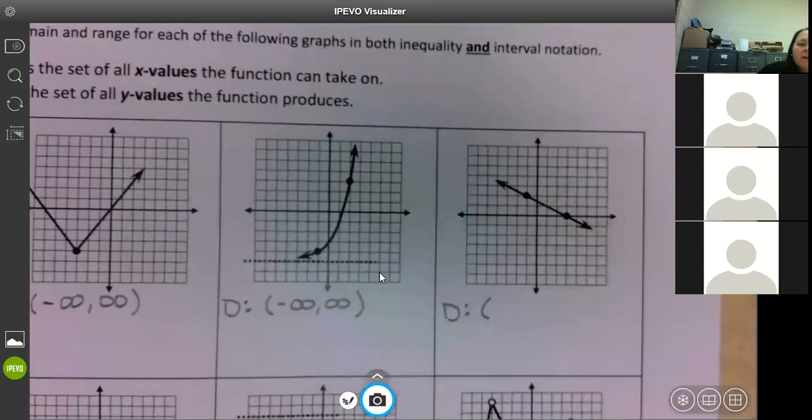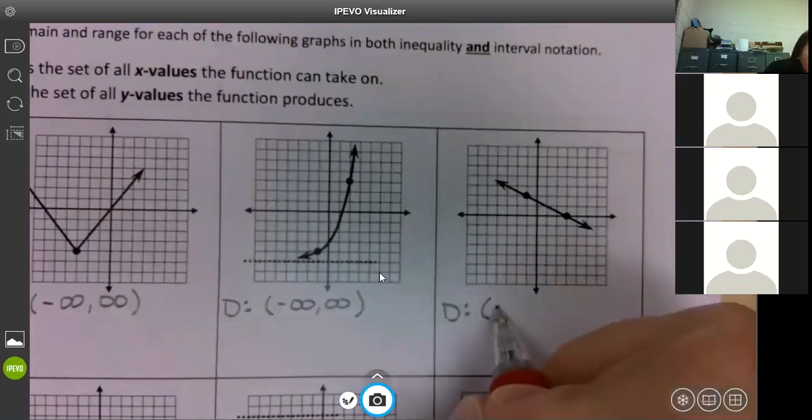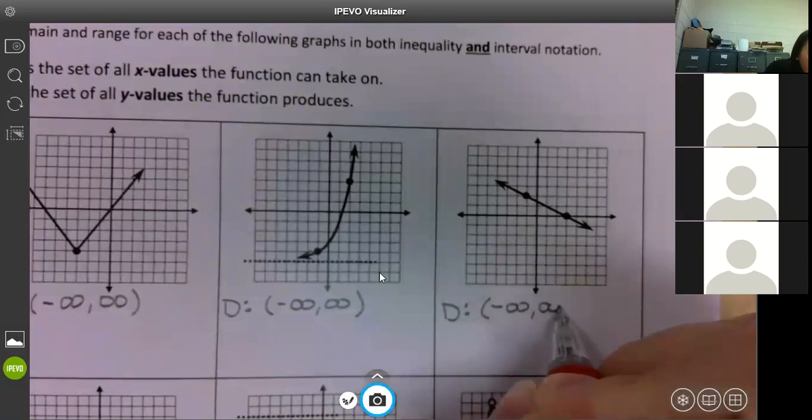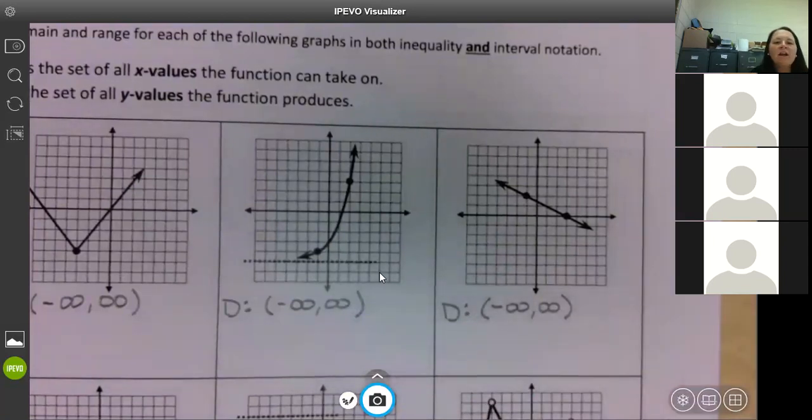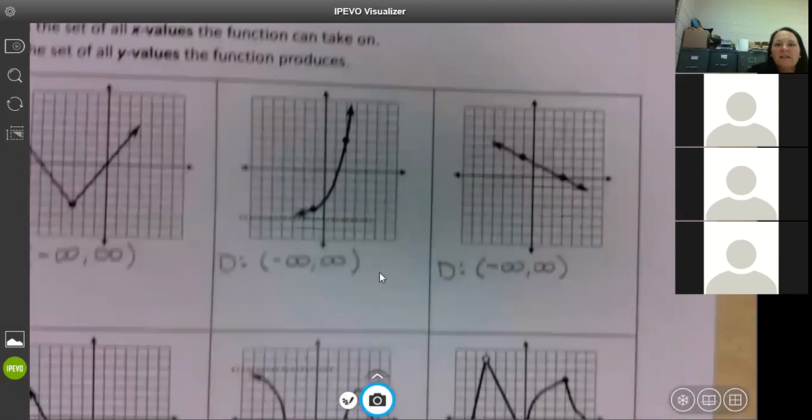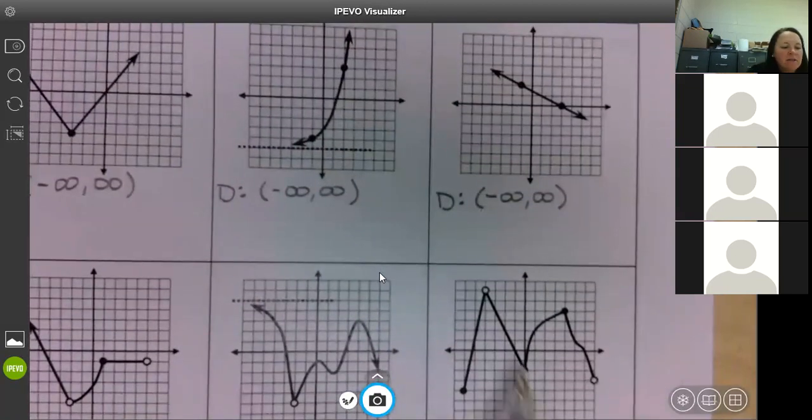What do you guys think? Linear graph. Arrows to the left, arrows to the right. Infinity, negative infinity to positive infinity. So notice that all of these normal graphs, no crazy points, like these have some crazy points with the dots and with the open stuff.